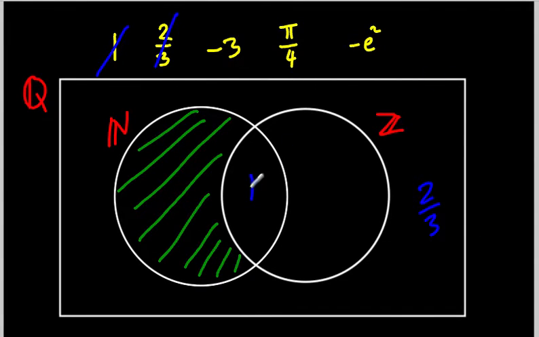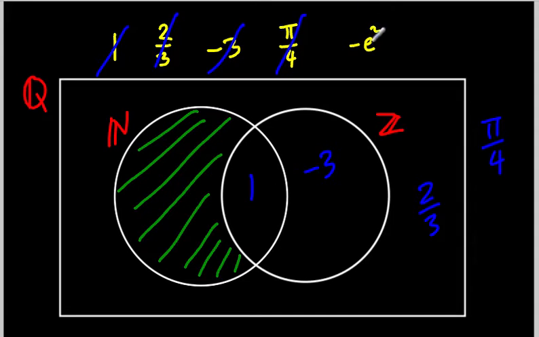-3, obviously it's not natural, but it is an integer. So it's going to be right there. Right? Pi over 4. Again, we said that this is an irrational number. So if this box represents all the rational numbers, the irrational numbers have to be outside of it. So you can write pi over 4 anywhere as long as it's outside of this box. So we're going to strike that out.